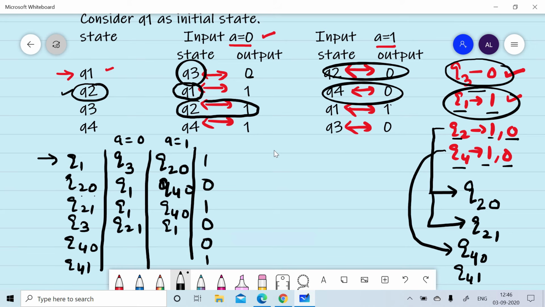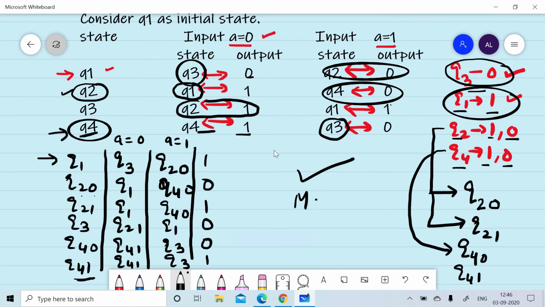For Q4 0, we will look into the Q4 row and Q4 with output 1, so we will mention Q4 1. Under 1, it is Q3, so we will mention Q3. For Q4 1, we will again look into the Q4 state row, so again these entries will come out to be the same. So this will be the equivalent Moore machine for the given Mealy machine.